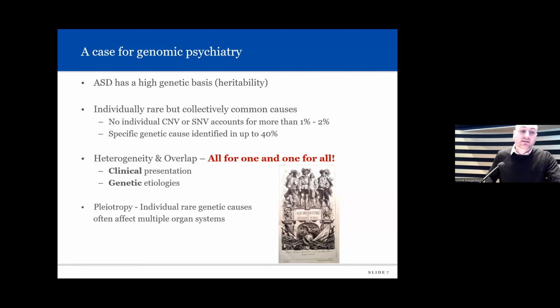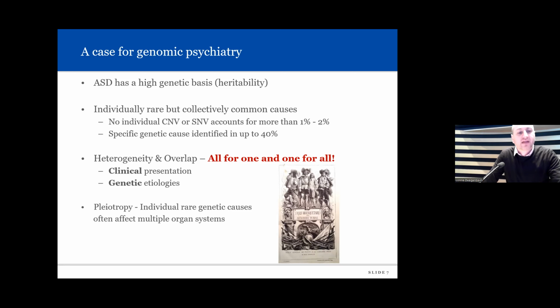So this reflects that there's a lot of heterogeneity and overlap in both the genetic causes and the clinical presentations. We know that once you've met one person on the autism spectrum, you've met one person on the autism spectrum. That reflects that clinical heterogeneity, that differences in, like, we are all unique, and that similar heterogeneity is present at the genetic level.